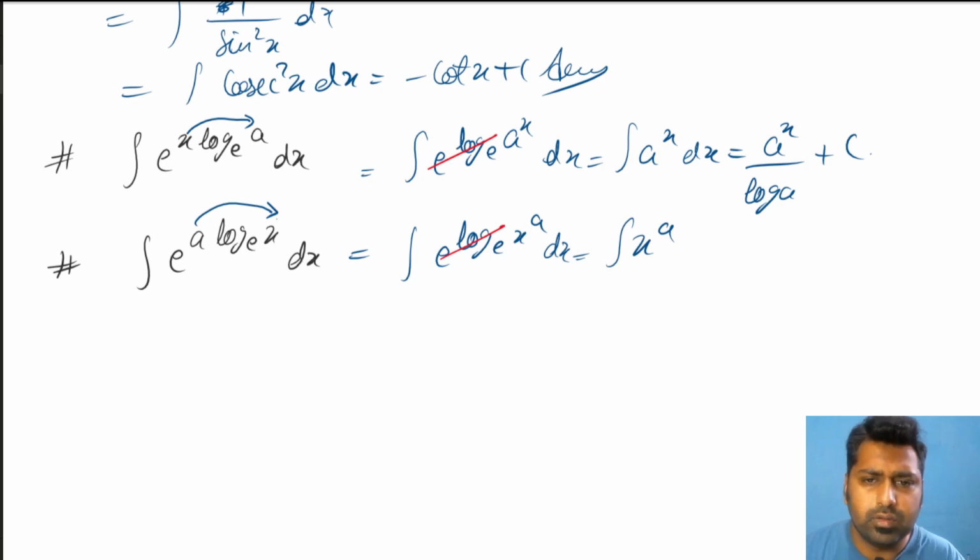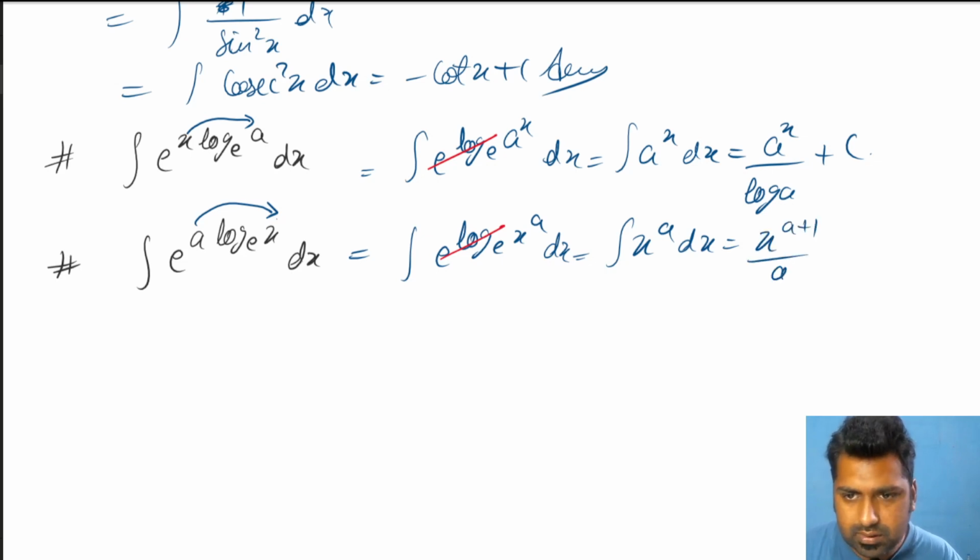Okay, this is log base e. Log base e actually cancels. So this is becoming x raised to power a integration. Now try to relate it with x raised to power n. The variable is in the base and the power is a number a, we don't know, so we just increase the power: x raised to power a plus 1 upon a plus 1 plus c. So instead of n in the formula you have a.